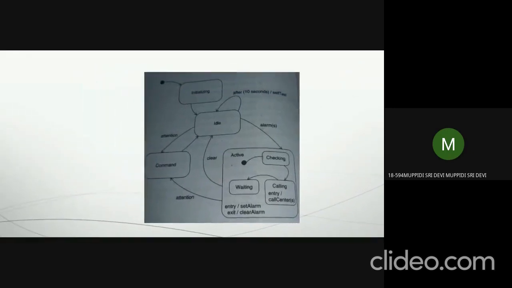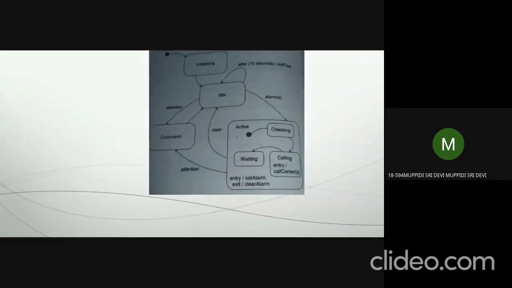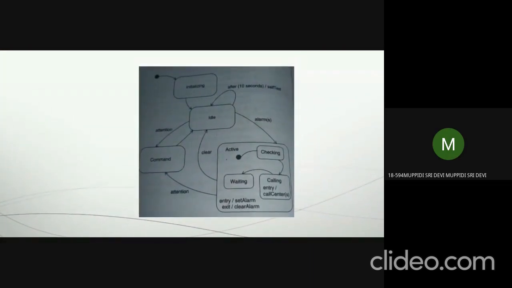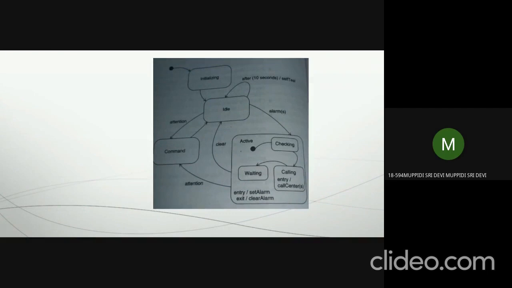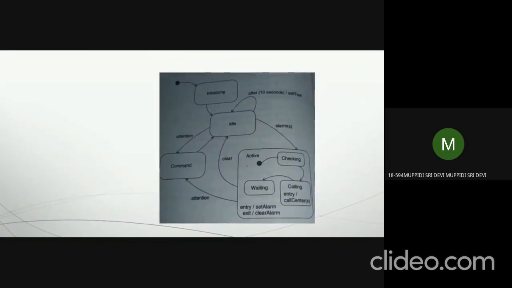If you see this diagram, there are certain states like initializing, idle, command, active. These are the states. This is an example of a human security system within a house. I am providing security against theft, and I am maintaining this system at my home. Initially the machine is in the initializing state. Unconditionally, without any event, it will go to the idle state.